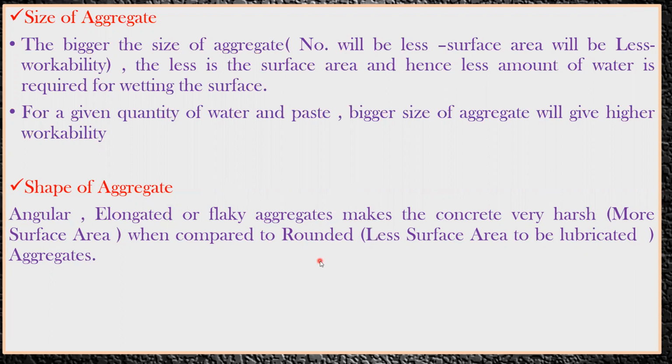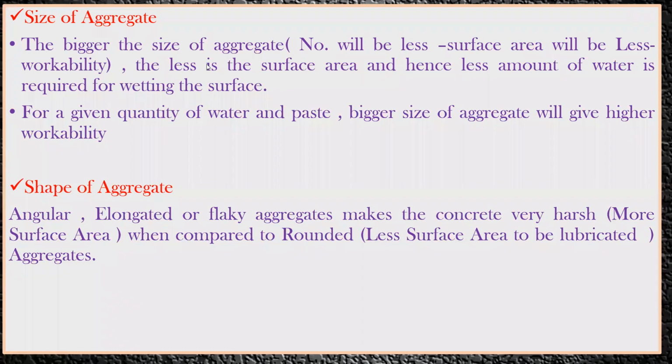So when compared to the rounded, in rounded aggregate, what is going to happen? The surface area is less, and if the surface area is less, less amount of cement paste will go in coating the surface, and more amount of cement paste will remain for the lubrication. And if more cement paste is remaining for the lubrication, more workability is achieved, right? So this is the importance of the shape of the aggregate.